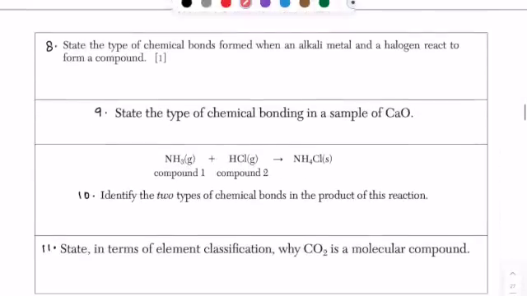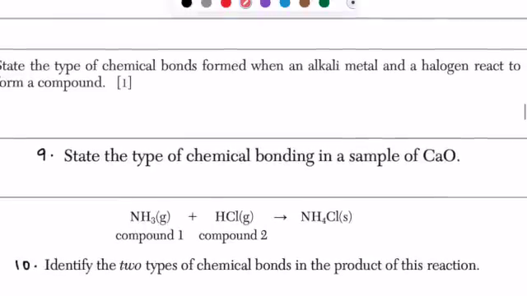Right, a few more questions. State the type of chemical bonds formed when an alkali metal and a halogen react to form a compound. We have a metal and a halogen, which is a non-metal, so this is going to be ionic. Then state the type of chemical bonding in a sample of calcium oxide. Calcium is a metal, oxygen is a non-metal, so this one is also going to be ionic.